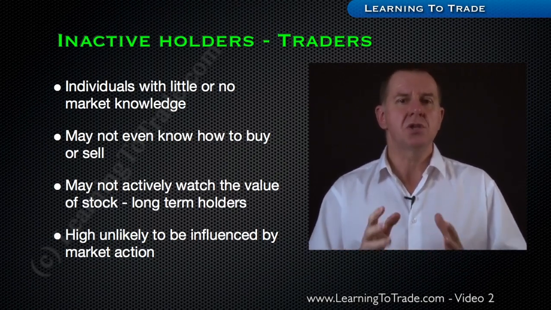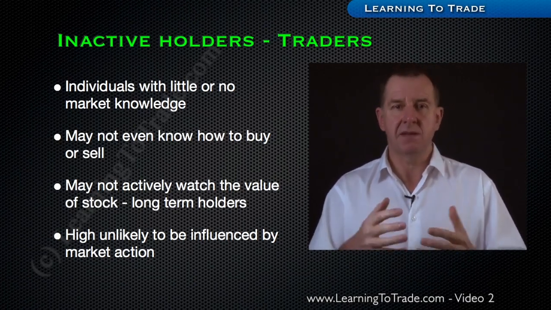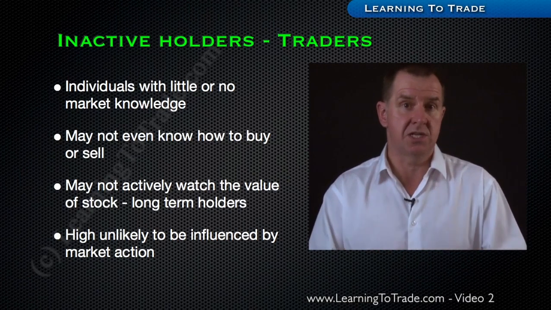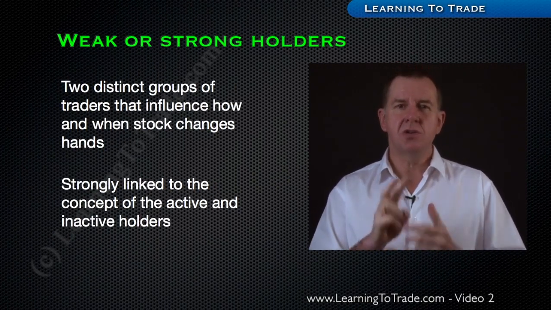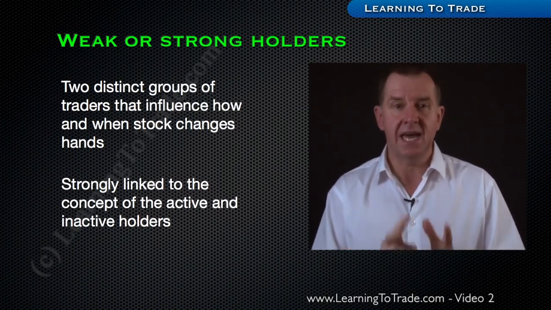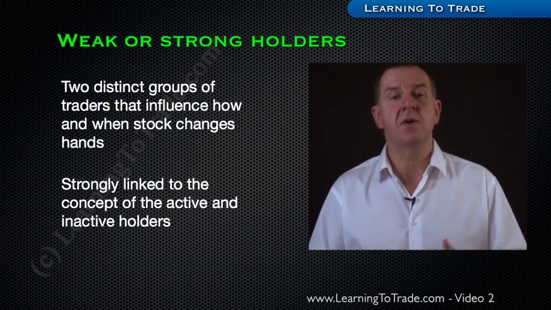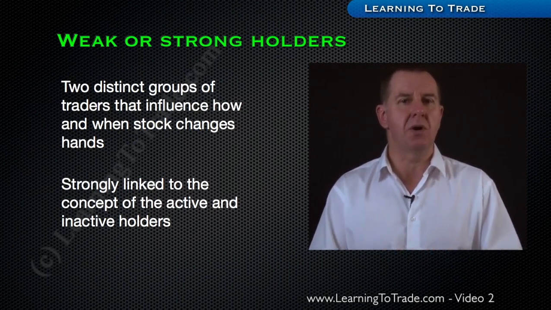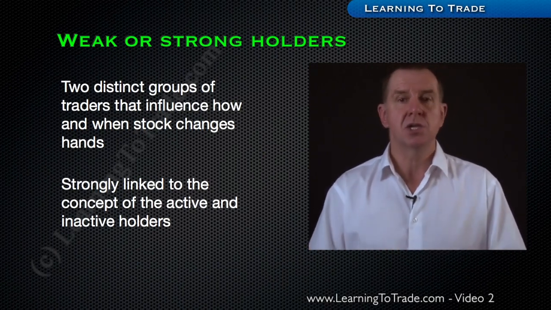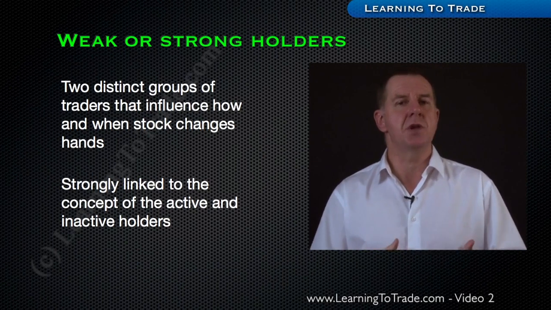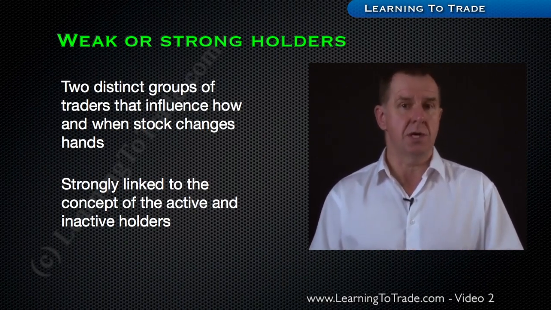Let's now have a look at two more groups that will have an effect on how stock changes hands, and of course when those exchanges take place as well. Weak or strong holders. These are two distinct groups of traders that influence how and when stock changes hands. Now, a weak holder is defined as someone who is easily persuaded to buy or sell and may have urgent needs to buy or sell due to financial pressure. A strong holder, on the other hand, is defined as someone who is not easily persuaded to buy or sell and has no financial pressure to do so.